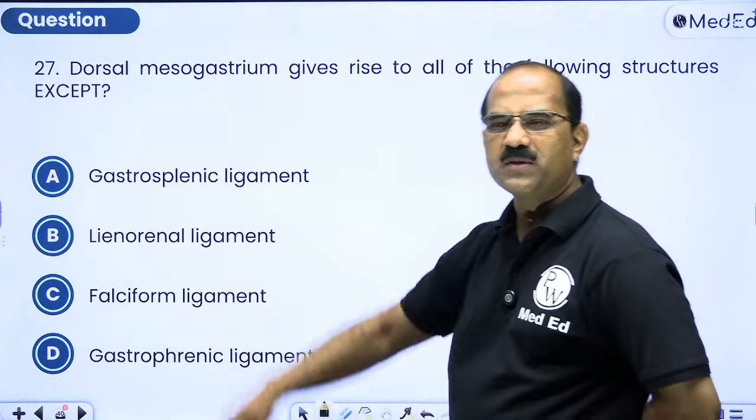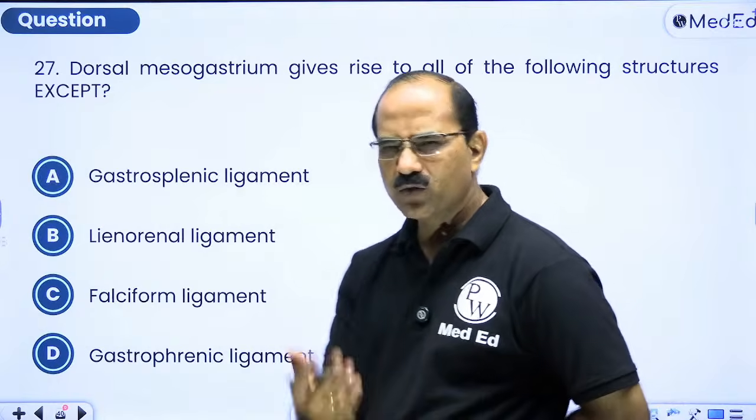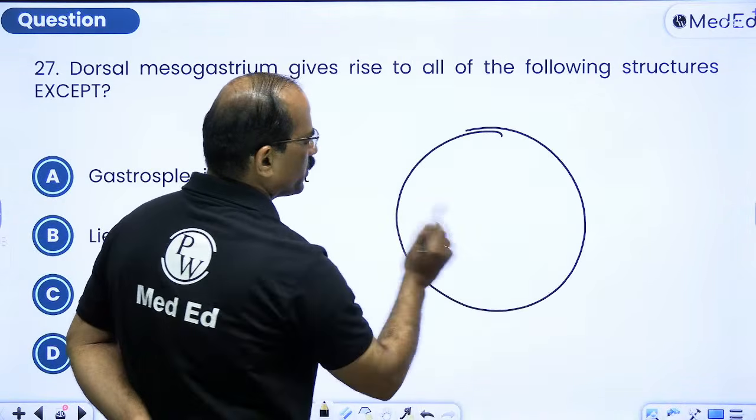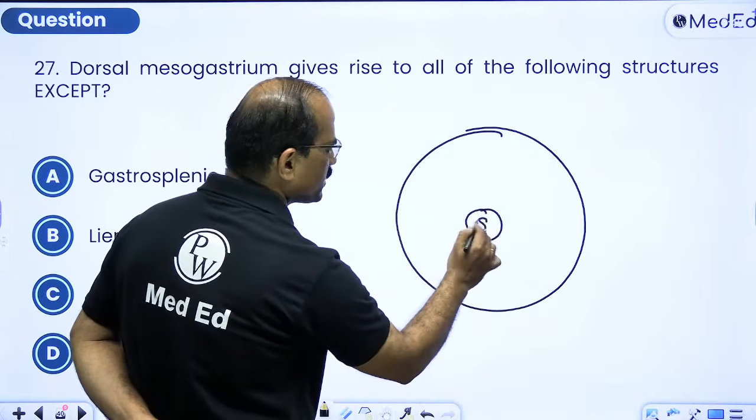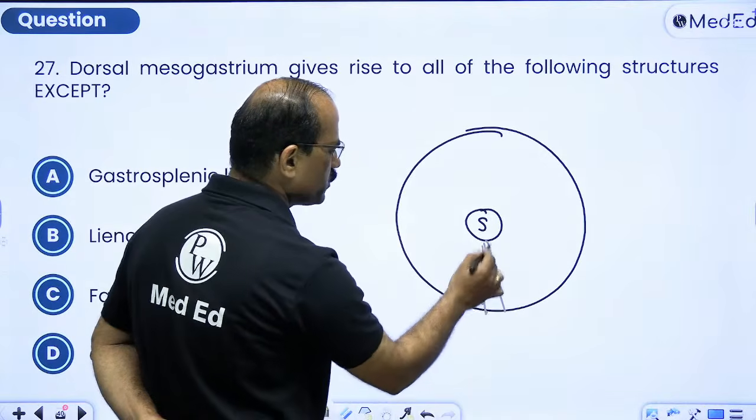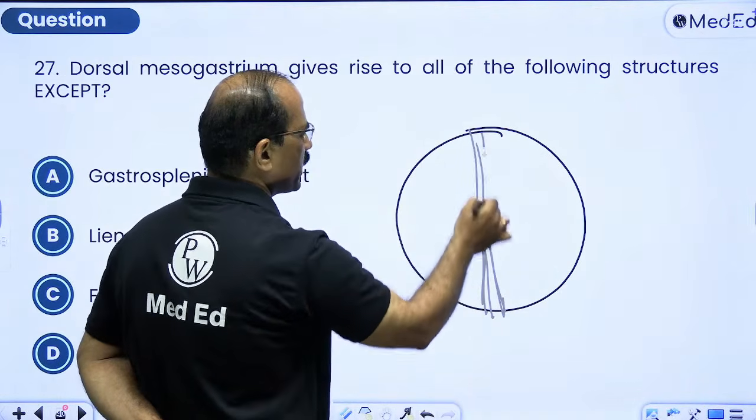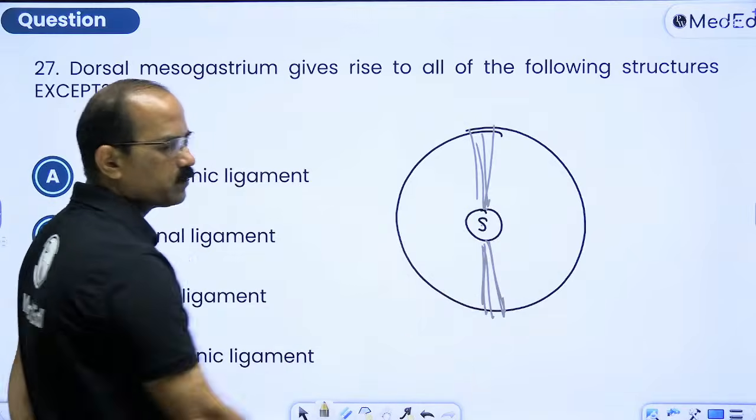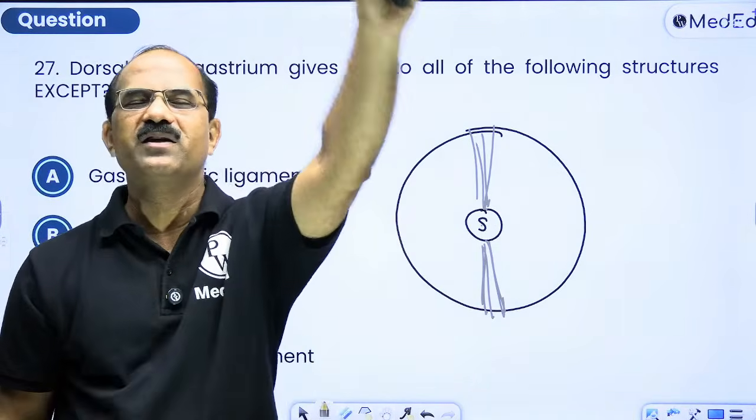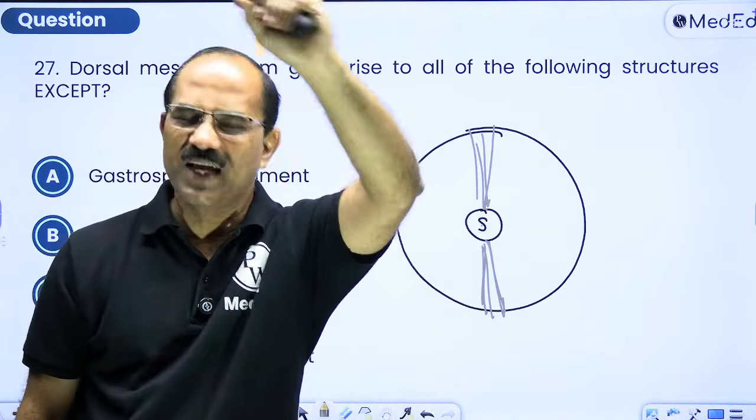Another very important MCQ. Let me draw a small diagram for you. You are answering very well. So this is the stomach, especially for you. That's the ventral mesogastrium, that's the dorsal mesogastrium, okay? The stomach is connected to the anterior abdominal wall by the ventral mesogastrium, and to the back by the dorsal mesogastrium.